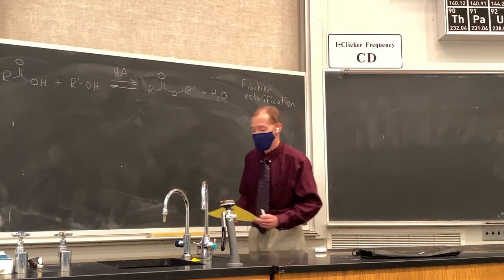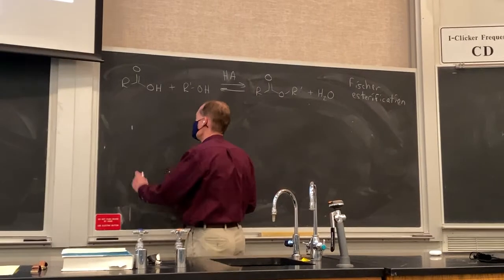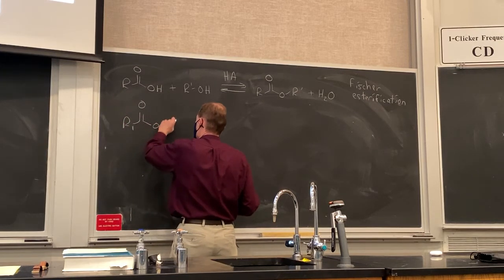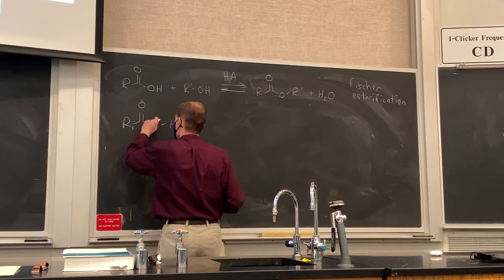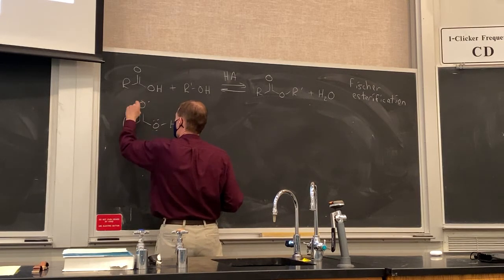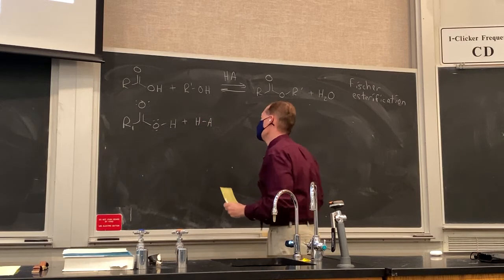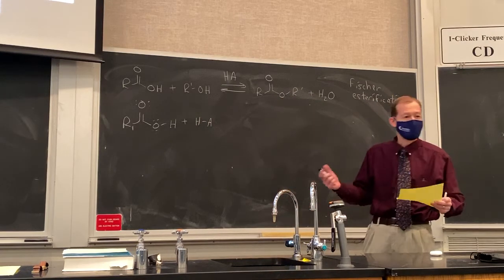Okay, so let's draw the mechanism. It's acid catalyzed. So we're going to use the acid, and then we're going to regenerate the acid at the end of the reaction. Okay? So we start off, we protonate our carboxylic acid with our strong acid catalyst.